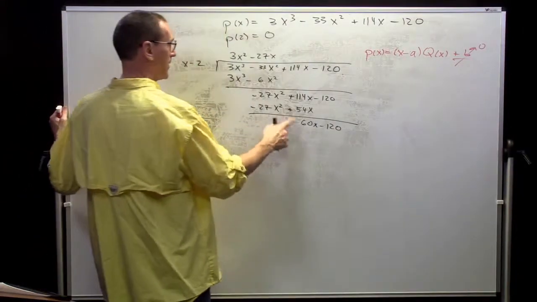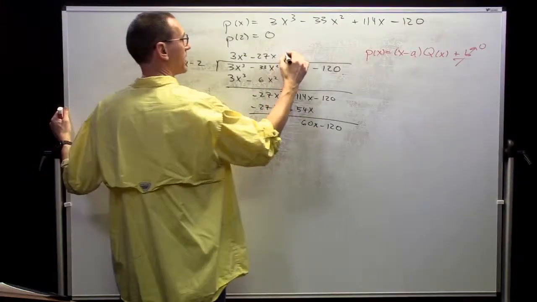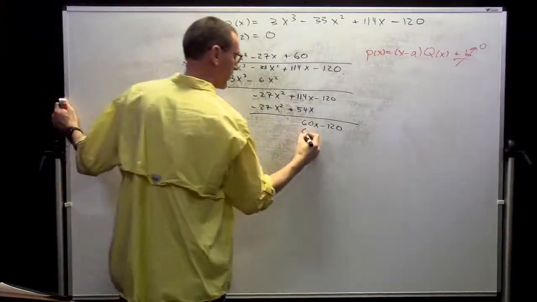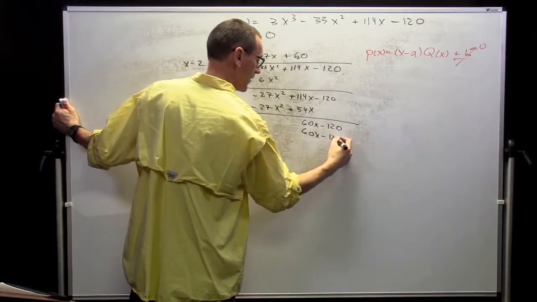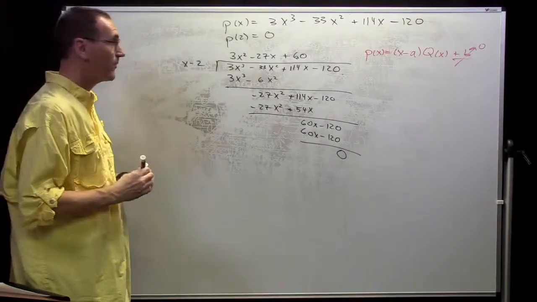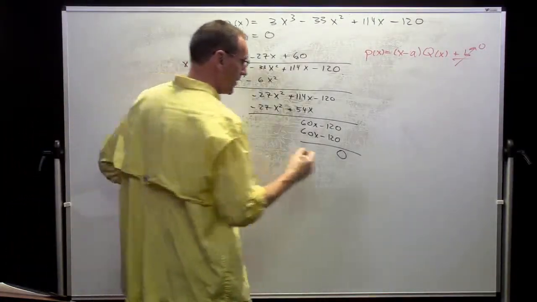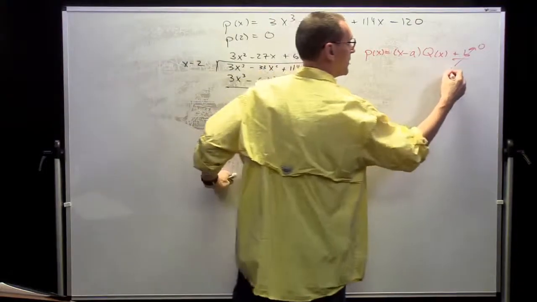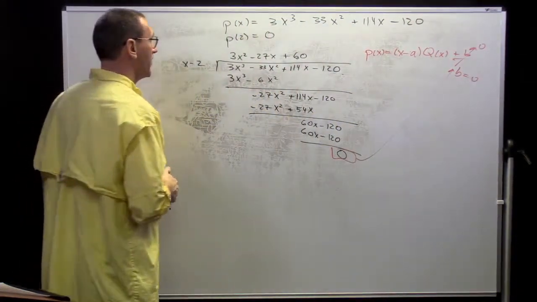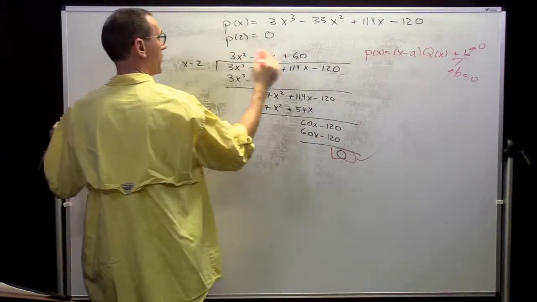And now I just keep repeating this. I want to say now what times x gives me 60x? And that's just 60. So if I multiply that through, I get 60x minus 120. If I subtract, I get 0. So notice now, there's my remainder, and the b equals 0, and my original polynomial, so this is my q.